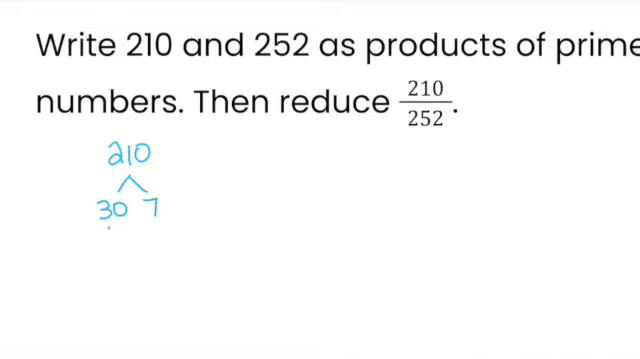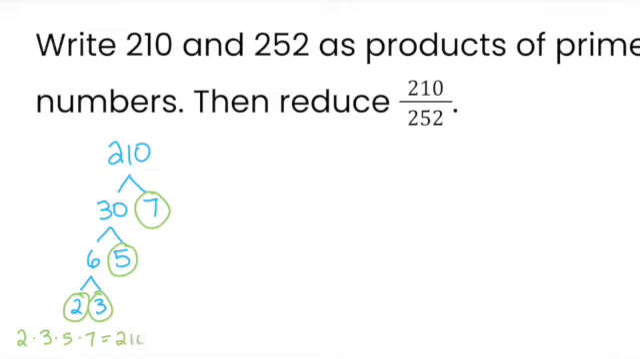Splitting 30 into two factors, we can get a 6 and a 5. The whole point of this is to go until we have all prime factors. I know 6 is not yet prime, so I can split that into 2 and 3. Now everything I have left is a prime factor: a 2, a 3, a 5, and a 7. So to write this as the product of prime numbers, I can say that 2 times 3 times 5 times 7 is equal to 210.